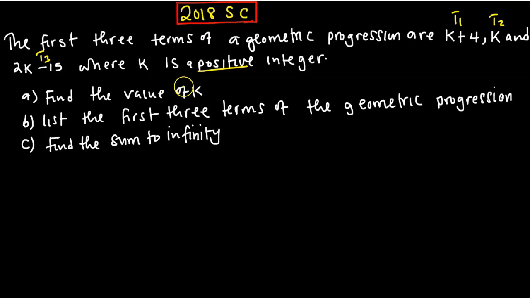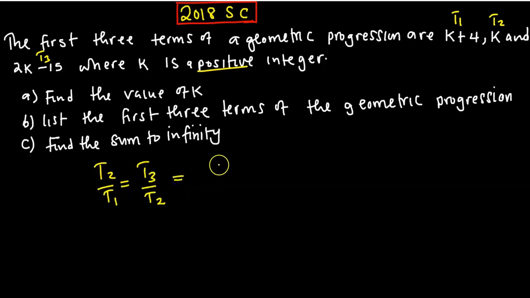In finding the value of K, you are going to use the ratio for finding the common ratio. The common ratio, we said, is term number 2 divided by term number 1, equal to term number 3 divided by term number 2. So this is what we are going to use to find the value of K.